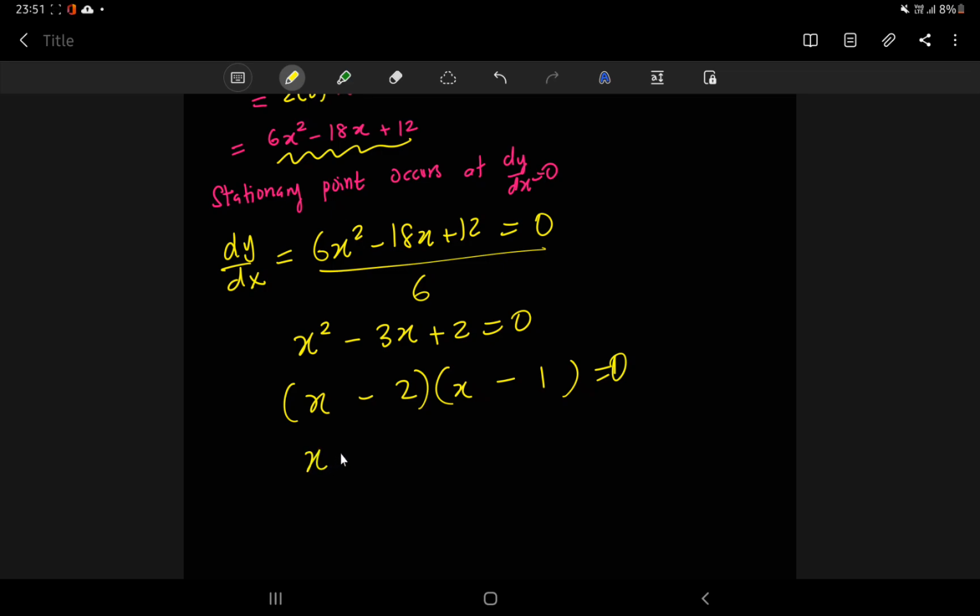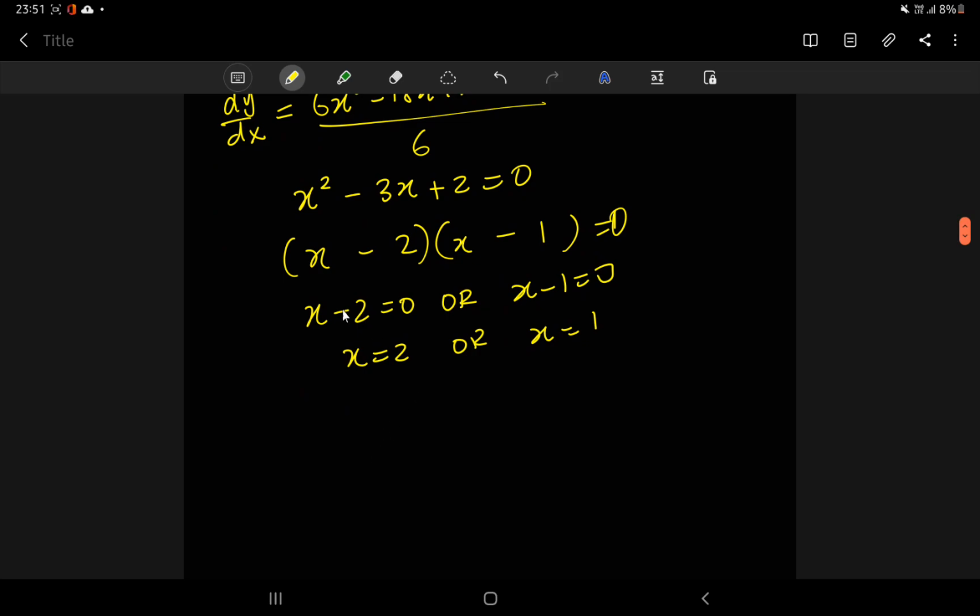So x minus 2 is 0, or x minus 1 is 0. So x equals 2 or x equals 1. You just move the minus 2 to the right hand side and the minus 1 to the right hand side also. So we have two conditions.